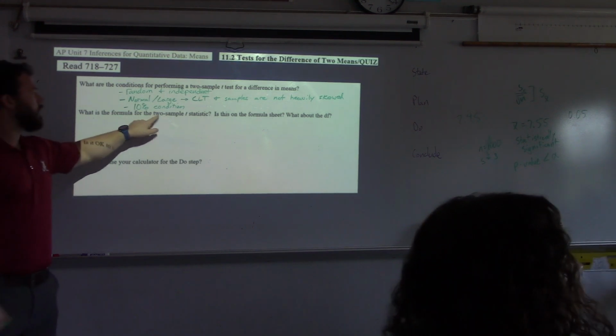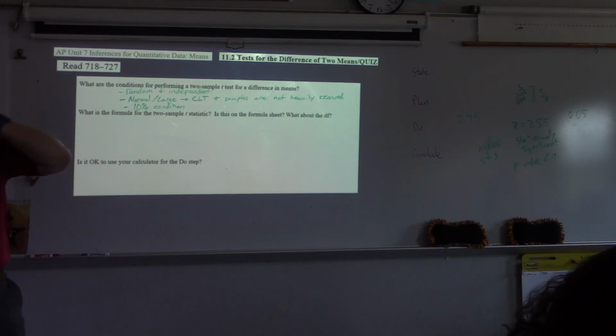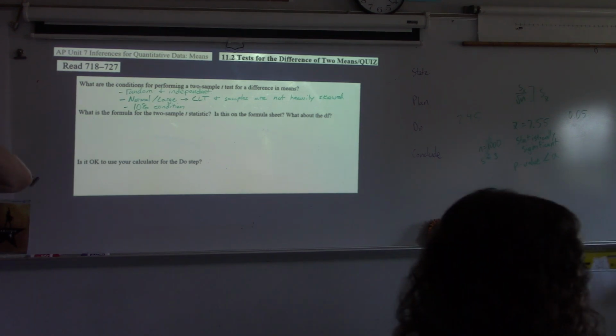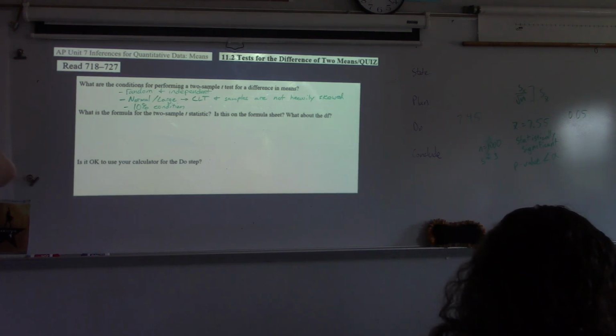In an experiment, does it have to be independent? No. Good question. With an experiment, it does not have to be independent. So which independence does that talk about in an experiment? Say again. When you don't need independence in an experiment, which independence do you not need? Neither. Neither? Yeah.